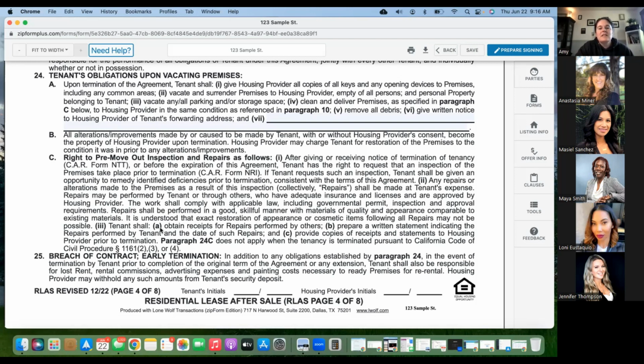Tenant shall obtain receipts for repairs performed by others, prepare a written statement indicating repairs performed by tenant and the date of such repairs, and provide copies of receipts and statements to housing provider prior to termination. Paragraph 24C does not apply when the tenancy is terminated pursuant to California Code of Civil Procedure 1161, 2, or 4. Any questions about the tenant obligations upon vacating the premises? Okay.